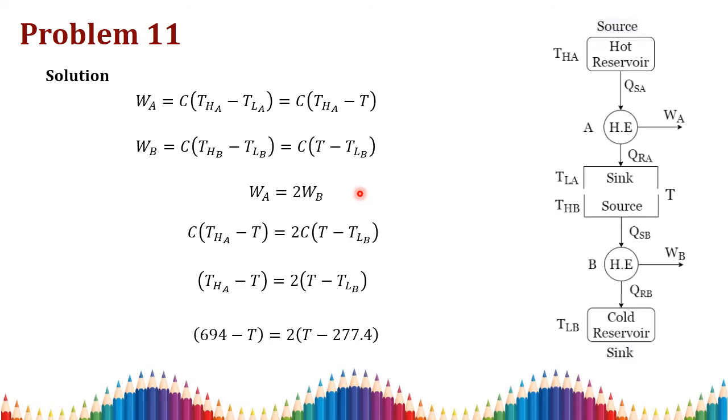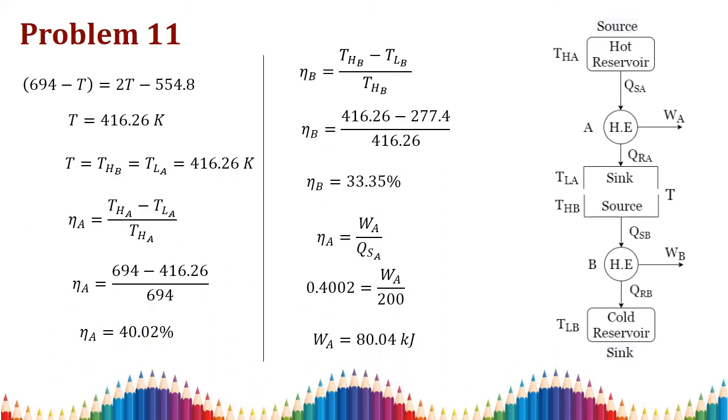Then the given condition for the problem is that the work done of A is equal to twice the work done of B. You can equate these two equations. You will get 694 minus T equal to 2 into T minus 277.4. Solve this simple equation to get the intermediate temperature T. As a result, the intermediate temperature T is equal to 416.26 Kelvin. So T is equal to THB is equal to TLA is equal to 416.26 Kelvin.